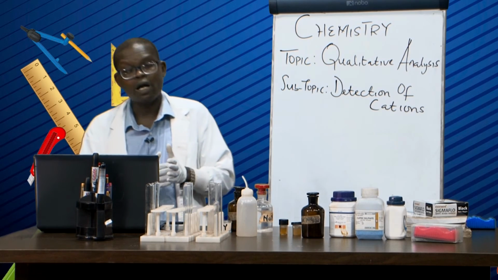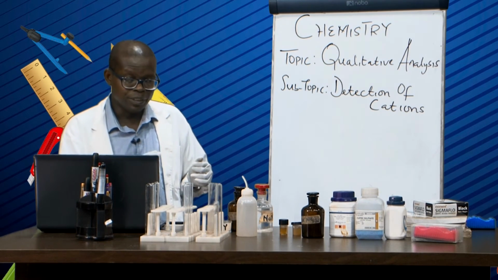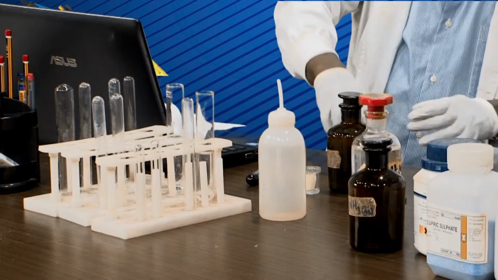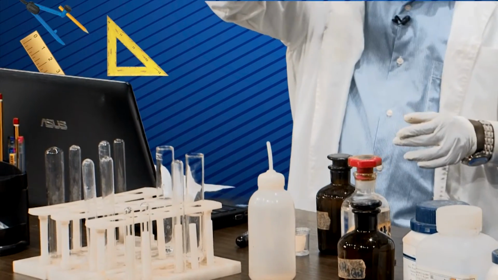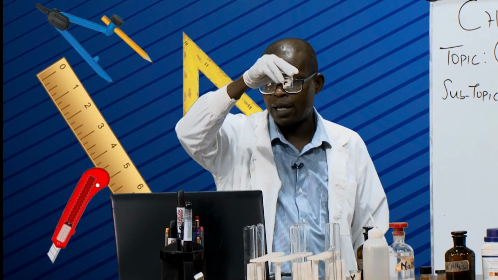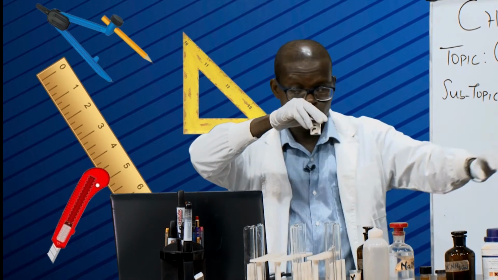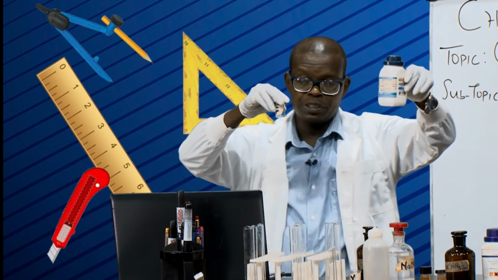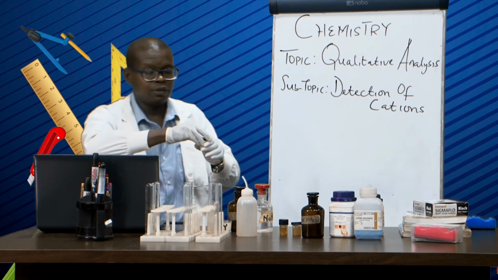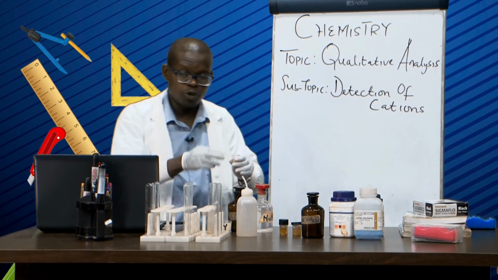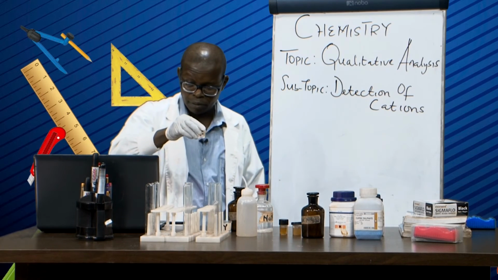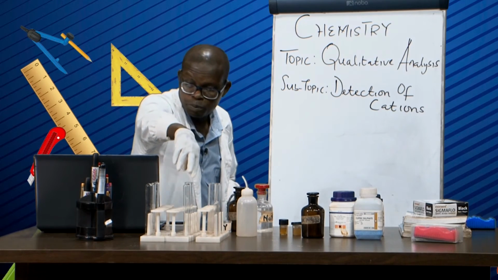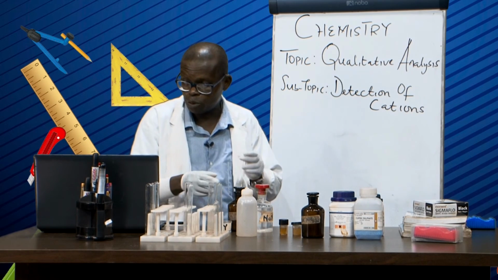We want to test for another cation. This time around, lead 2 ion. And lead 2 ion is represented here. We are representing the solution of lead 2 ion with letter F. Actually, it is lead 2 nitrate. Some of you may see the name. And nitrate, all nitrates dissolve in water. So, in the same vein too, we are going to divide this into two.